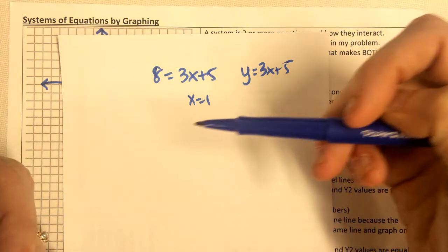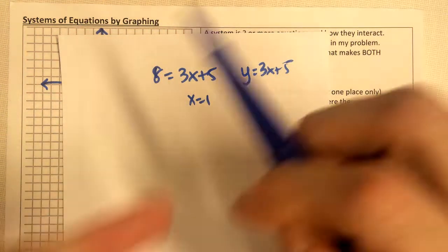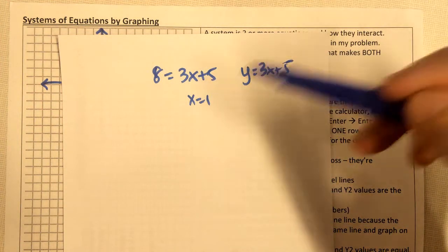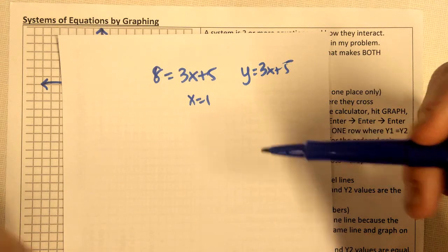If I introduced a second equation, I could see where those two lines cross and I could say, what do these x and y have in common? What x and y do these two equations have in common? That's what a system is.